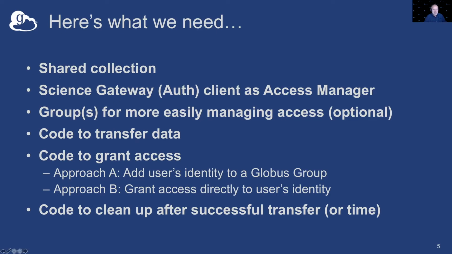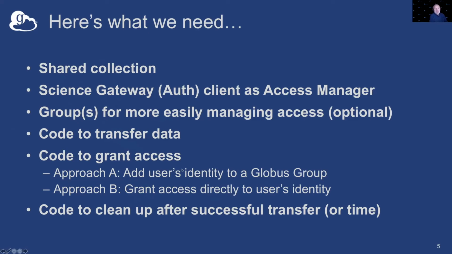So those are the three resource types that you need. And then we have to write a little bit of code to actually move the data to the shared collection. And then, as I said, there's a couple of different ways to grant access. We could either do it through the group mechanism or grant access directly to the user's identity. I think I actually have these switched around in my code, but I'll fix that before I share the slides.